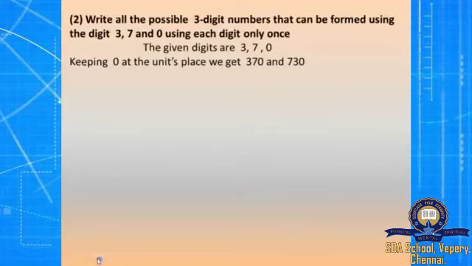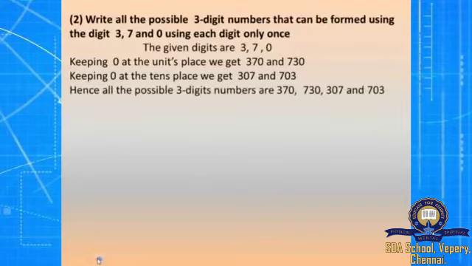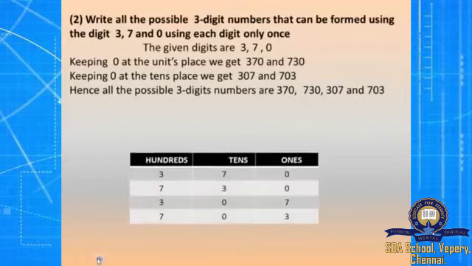So keeping 0 at the units place, we have 370 and 730. Keeping 0 at the tens place, we have 307 and 703. Hence, all the possible three-digit numbers are 370, 730, 307 and 703. Here also we represent it in a tabular column by placing each number under its place value.